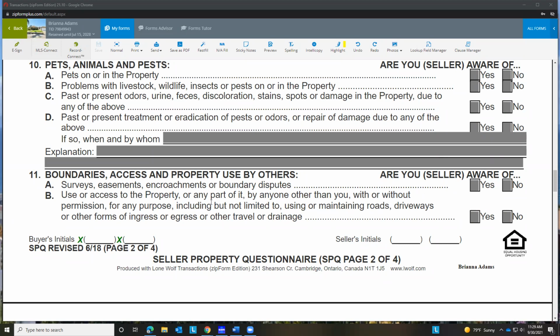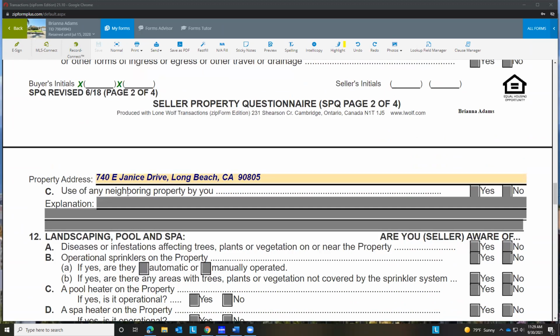Use or access to the property or any part of it by anyone other than you, with or without permission, for any purpose, including but not limited to using or maintaining roads, driveways, or other forms of ingress or egress, or other travel or drainage. Sometimes the city may need to go across your property to do something. That would be one example of that. Sometimes you share driveways.